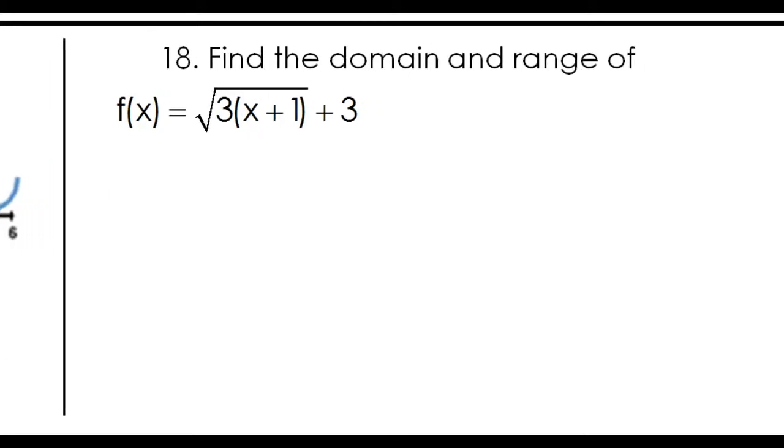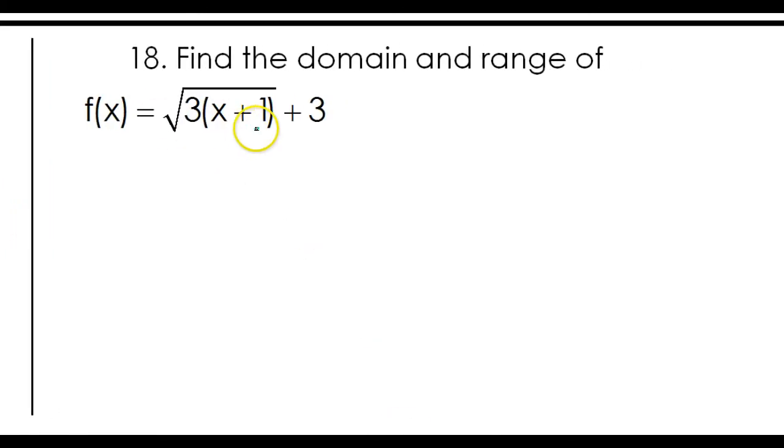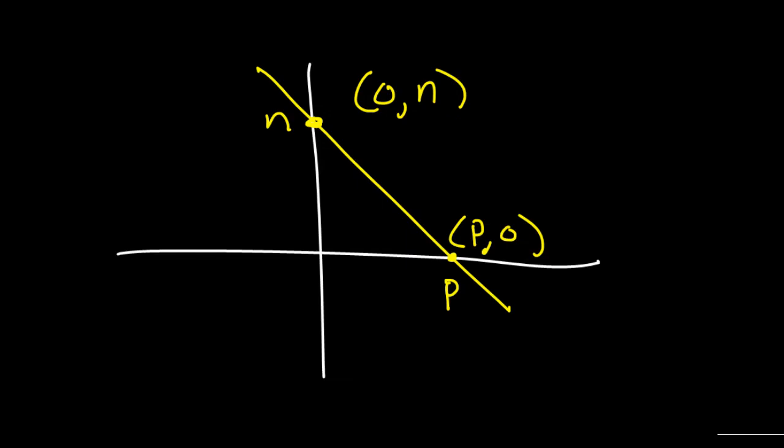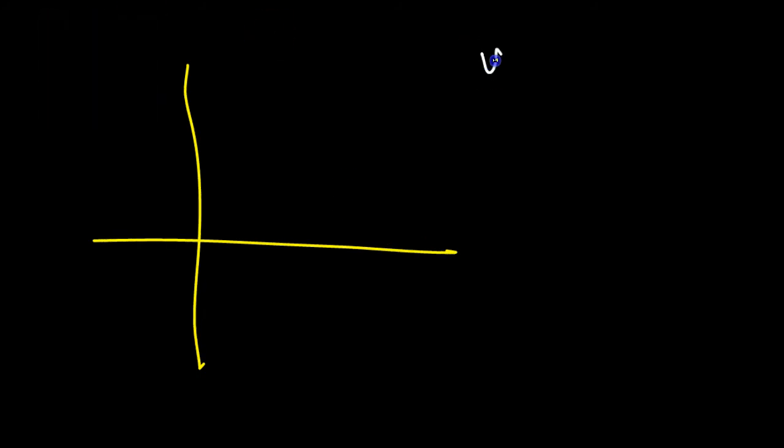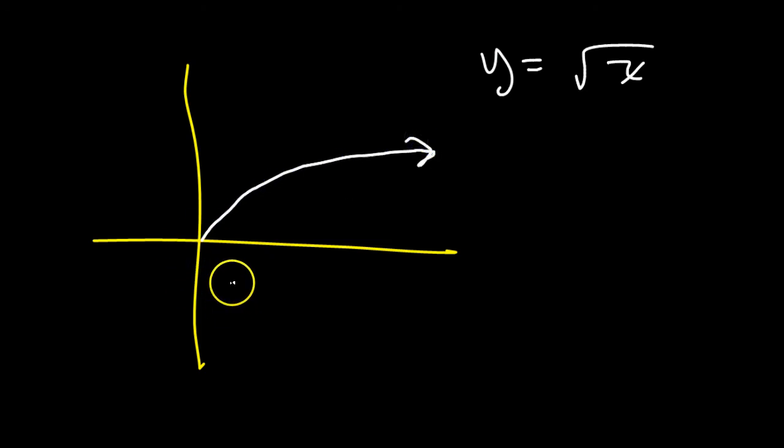In this video, we are going to find the domain and range of a radical function. It is useful to remember that the graph of your basic radical function works like this. Say if I had y equals the square root of x. That function would look something like this, starting here at the origin.